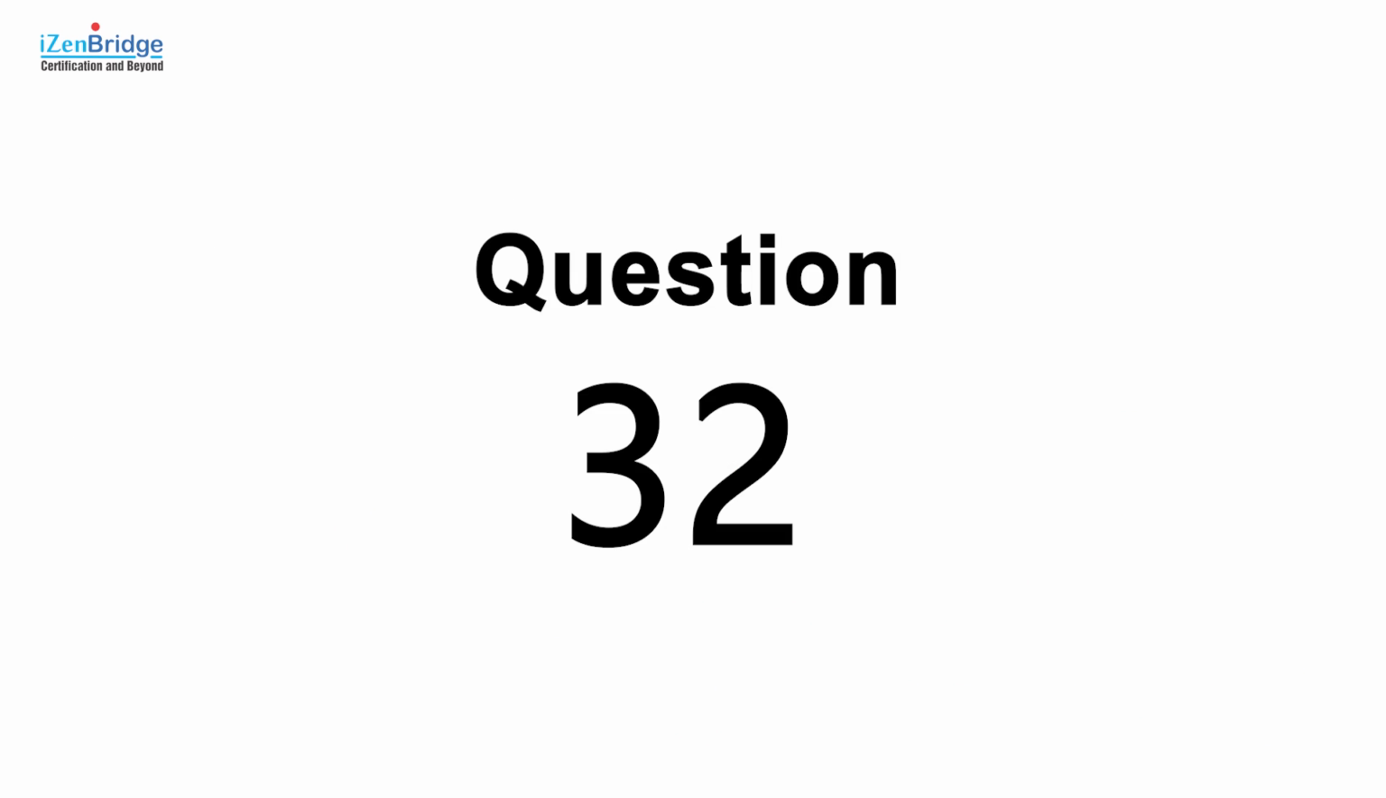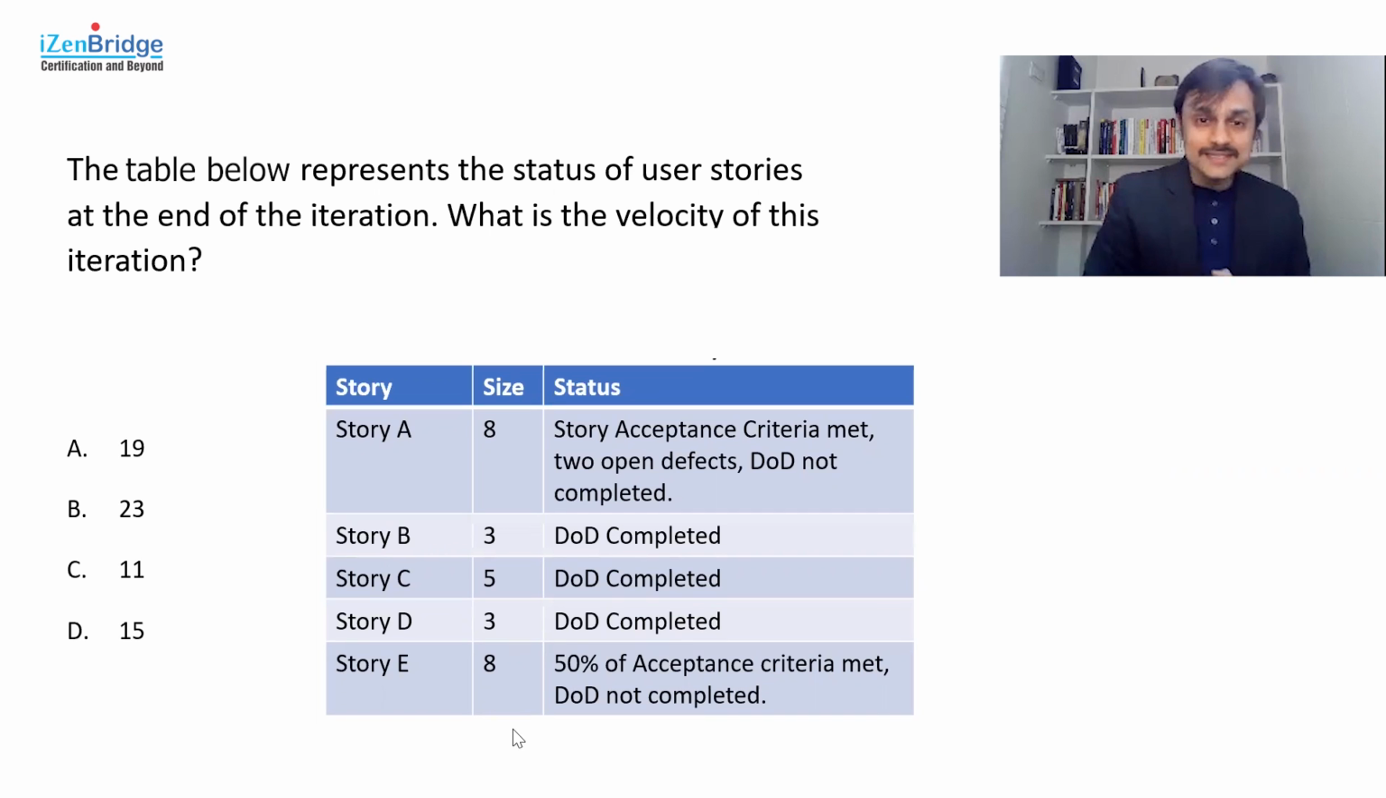Question 32. The table below represents the status of user stories at the end of iteration. What is the velocity of this iteration? You can see story A looks like it was a story point size 8. Story A had met all the acceptance criteria. There are open defects, and the definition of done in case of story A is not complete.